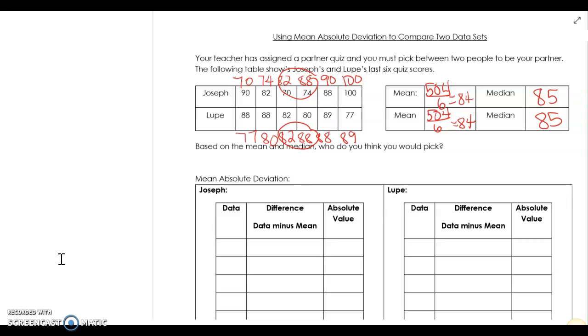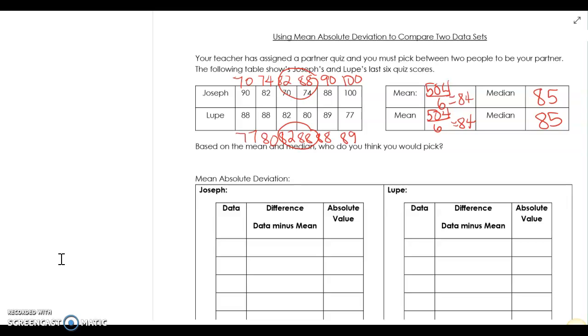Hopefully, after completing the mean and median for both Jose and Lupe, you got that the mean was 84. For both of them, their total quiz points added up to 504. And when you divide by 6, you would get 84. You have to remember that mean is kind of like a balance point. So if you think about taking all of your quiz points that you've earned in total and putting them in a bag and then sharing each of those points equally, that's all mean is.